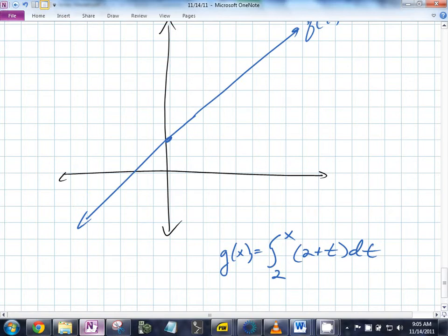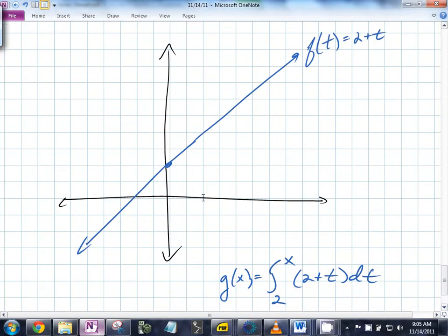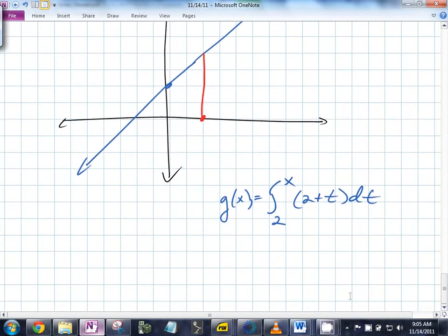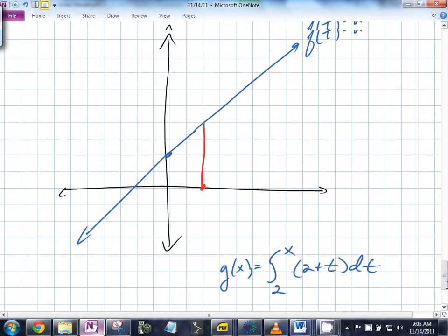So there's the starting value. Let's actually do a specific value. What would g of 3 represent? The integral from 2 to 3 of 2 plus t dt. So where's 2 to 3? 2 to 3 is right here. It's this area. That right there represents g of 3.